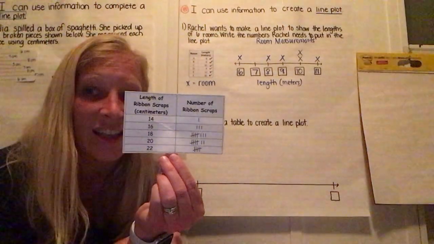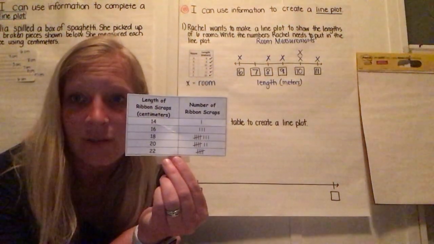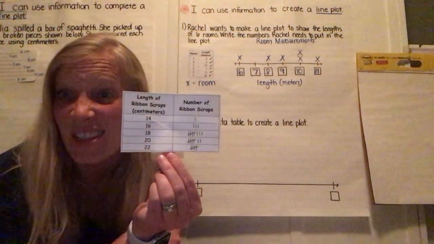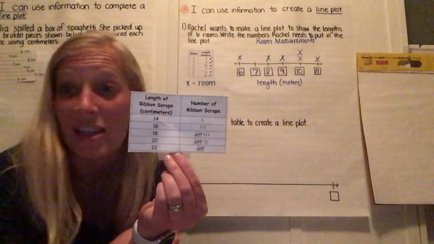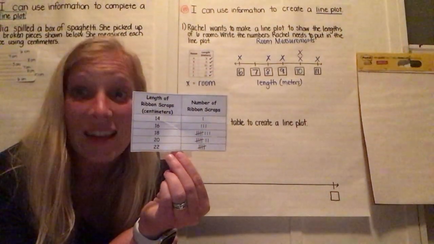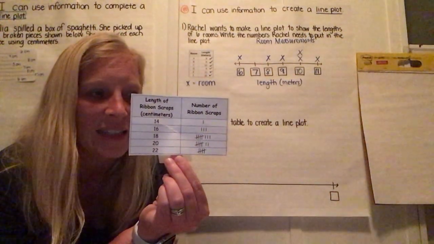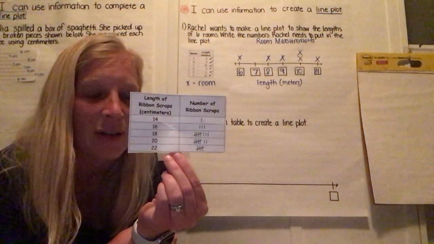Remember when we do tallies, each of those ones with the groups with the line across, that's a group of 5. How about 22? Just 5, right? Only 5 of them were 22 centimeters long, not inches. All right, how about 20? 7, so we have 5, and 2 more is 7. And how about 16? There were 3 that were 16 centimeters long.